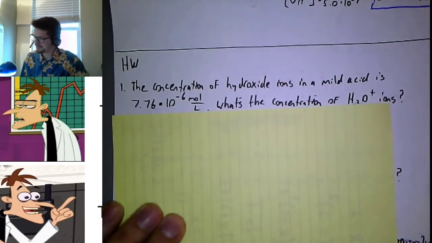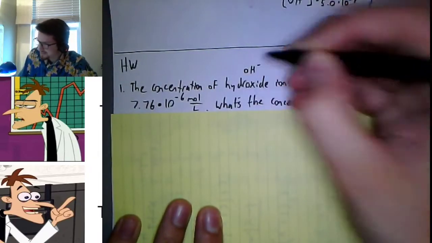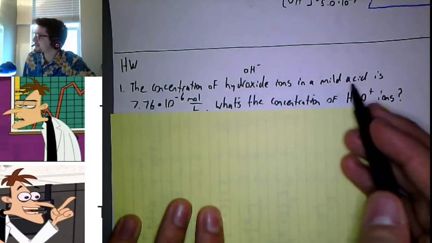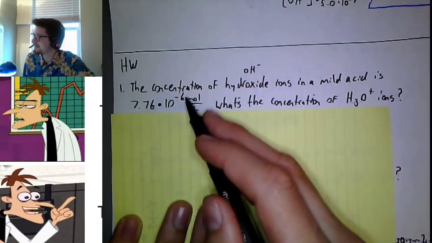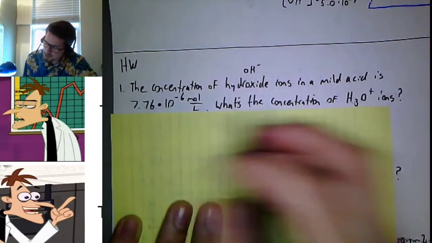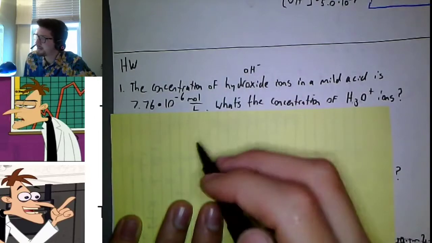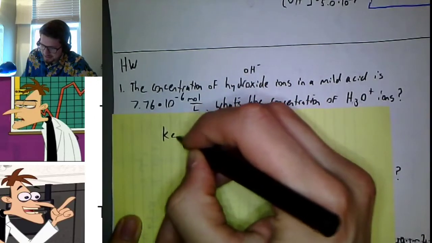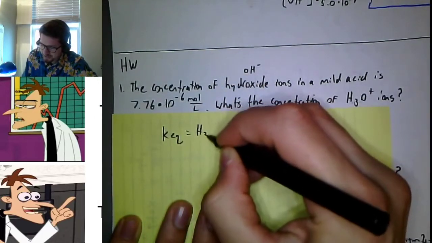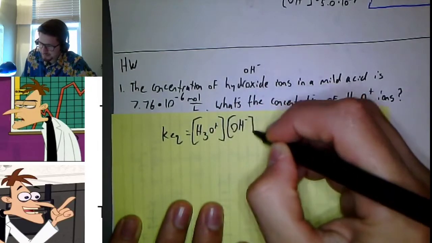Okay. So for number 1, the concentration of hydroxide ions, OH minus ions, in a mild acid is 7.76 times 10 to the negative 6 moles per liter. What's the concentration of hydronium ions? So I'm looking for H3O, and I know my OH. So my equation, KEQ equals H3O plus times OH minus. I know this one.